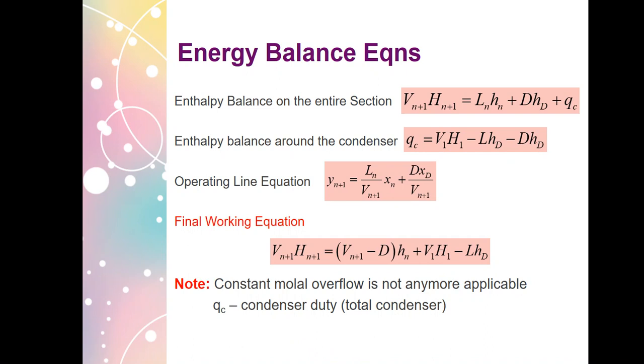You have to set up your own energy balance on the condenser. That way you can do the energy balance properly. Again, your constant molar overflow will not be assumed in here. This is for determining the condenser duty of your column.